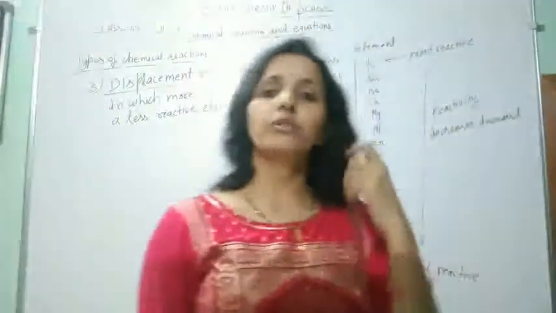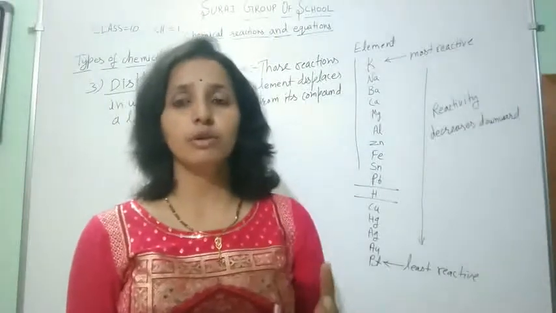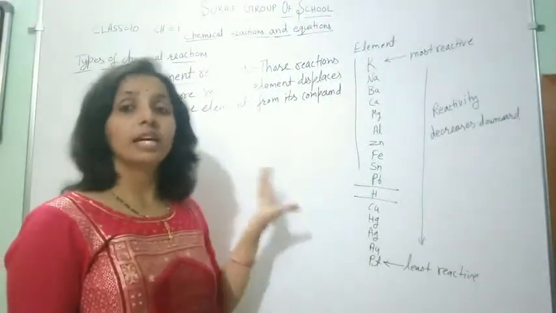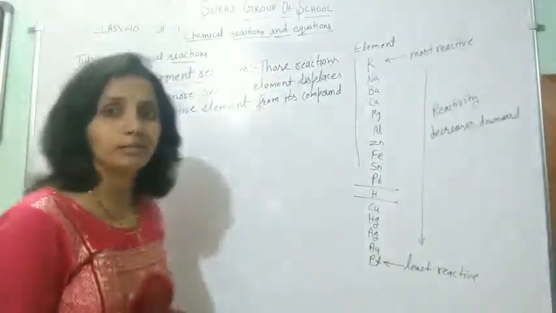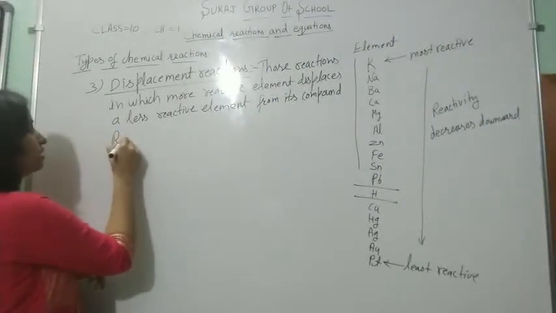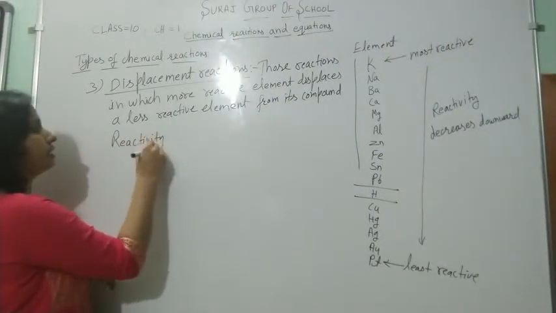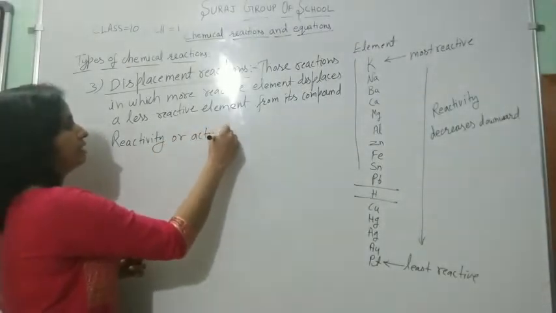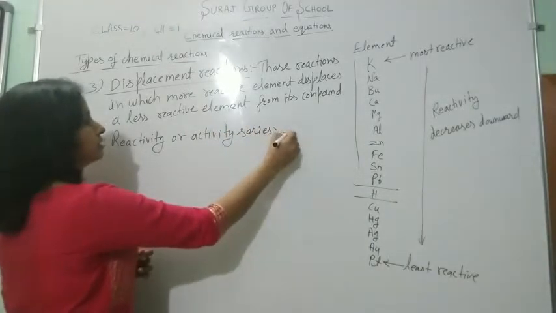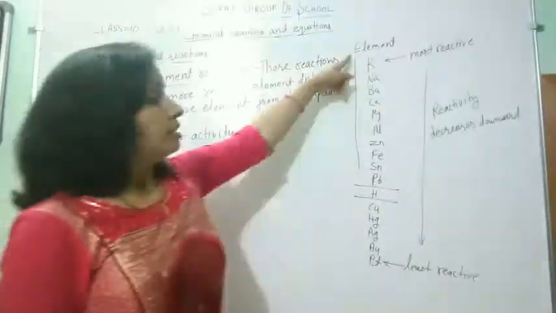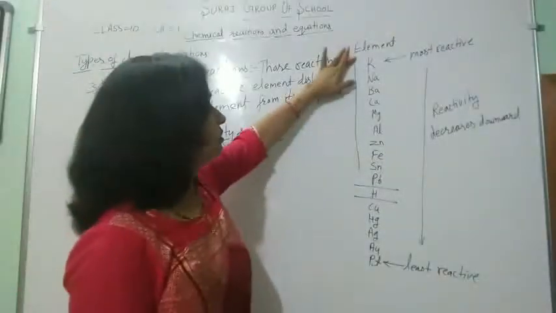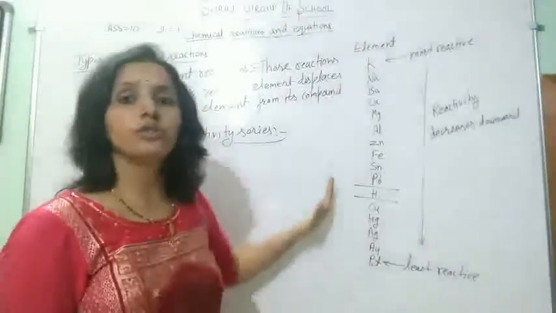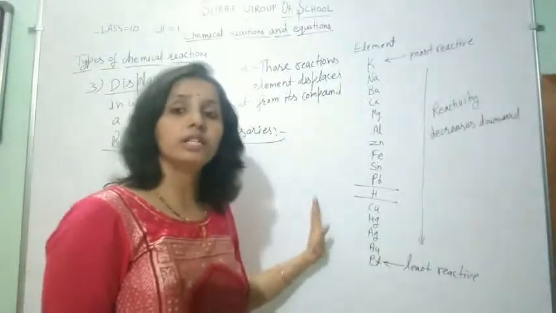Before taking the example of displacement reaction, we can understand some terms about the reactivity. First of all, we discuss the reactivity of metal. After that we discuss the reactivity of non-metal. So reactivity of metal, reactivity or activity series. The series which is already drawn here is known as reactivity series or activity series for metals.